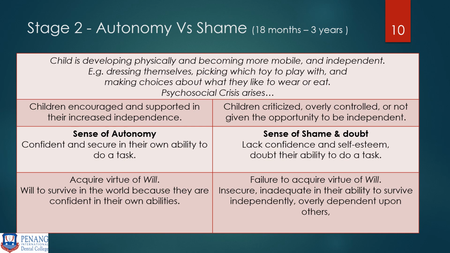Now on the contrary, if the child is undergoing this psychological crisis, where he's trying to be independent, but the child is frequently criticized, he's overtly controlled by the parents, or he's not given the opportunity to be independent. This typically happens when the parents do everything for the child. The parents will dress the child, bathe the child, feed the child, and do all sorts of things. A typical term is called making them infants all over again. So they are overtly controlled.